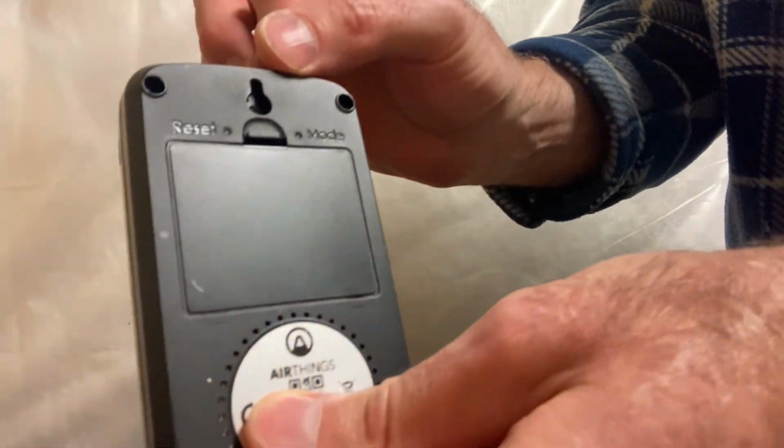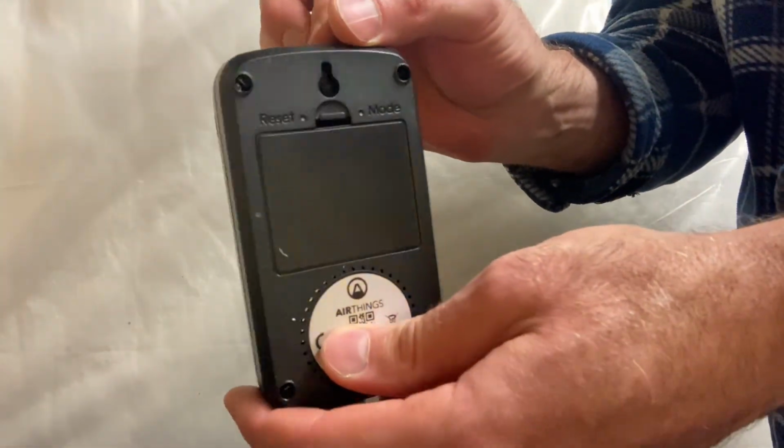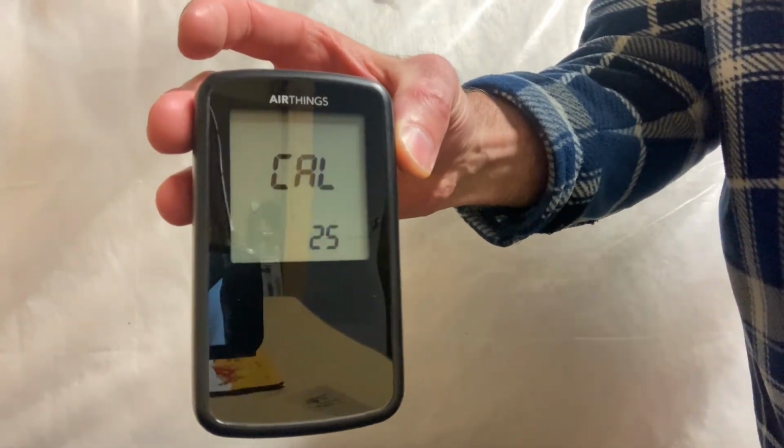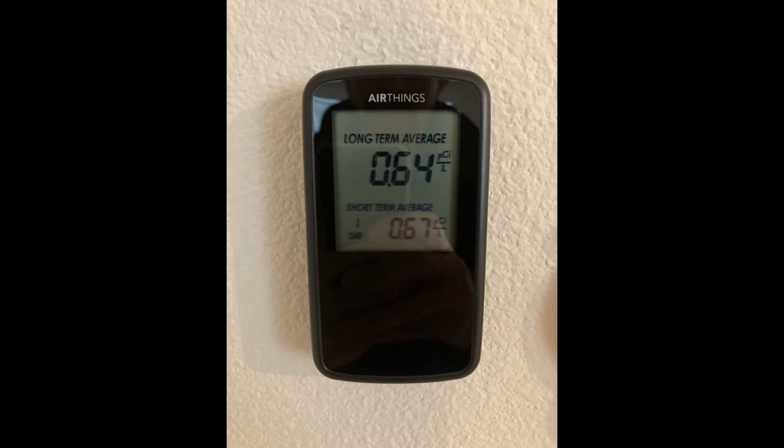And it simply hangs on the wall. You can see it's got that built-in keyhole. You can put a nail or a screw in the wall, hang it on the wall in the lowest area of your house. So your crawl space, your basement. This is what it looks like on the wall. This is after day 1. It shows you your long-term average picocuries per liter and your short-term average picocuries per liter. So pretty helpful.